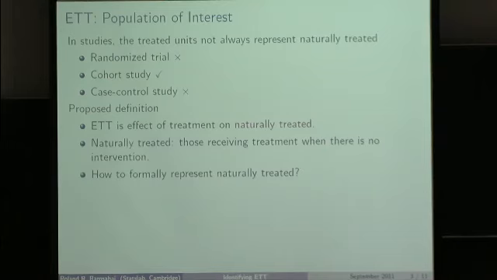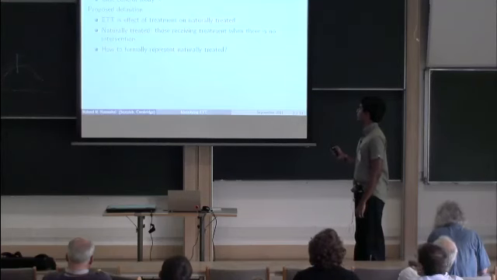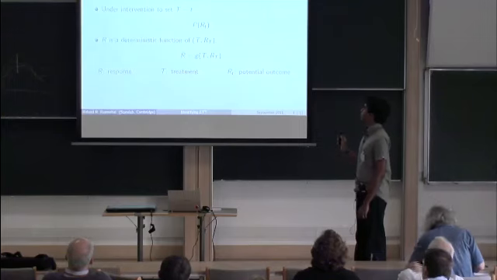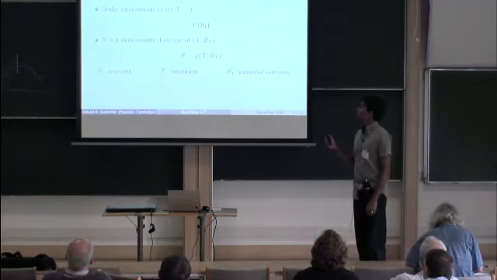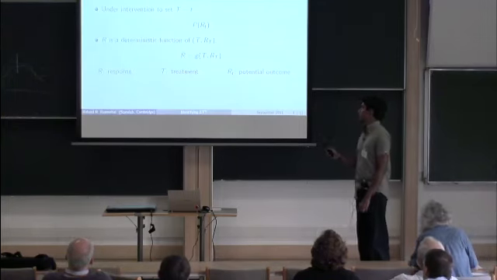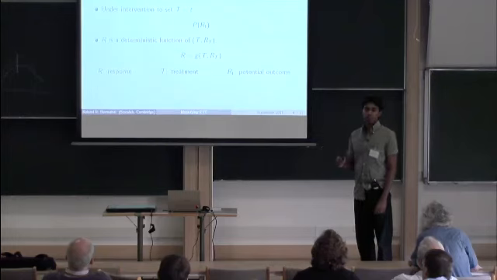So my proposed definition terms ETT as the effect of treatment on the naturally treated, to be a bit more clear when you're considering various study types. So you know what ETT is. And the naturally treated are those who receive treatment when there's no intervention. And now I'll discuss a framework to formally represent what's naturally treated. It's not simply conditioning on T equal to 1, so we need new notation. So I'll compare the counterfactual framework with the decision theoretic framework to look at the various identifiability criteria in each framework.